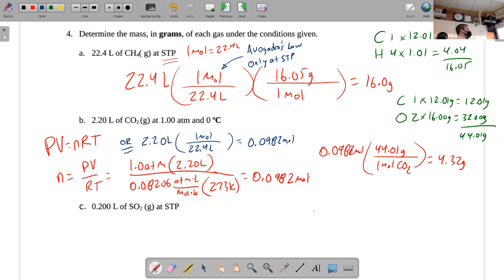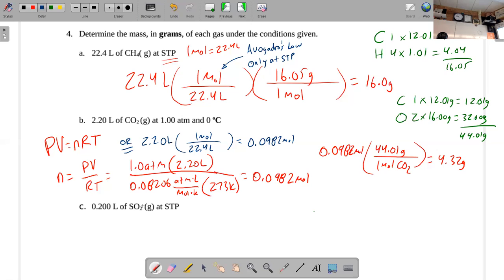Anyway, so if you're at STP conditions, you can convert from the volume into moles and then from moles into mass using the formula mass. You have to look up the formula mass, add up the mass of the sulfur and 2 oxygens and whatnot.